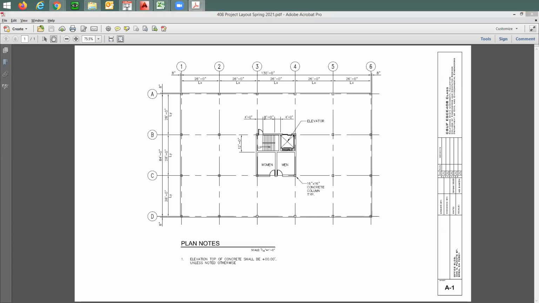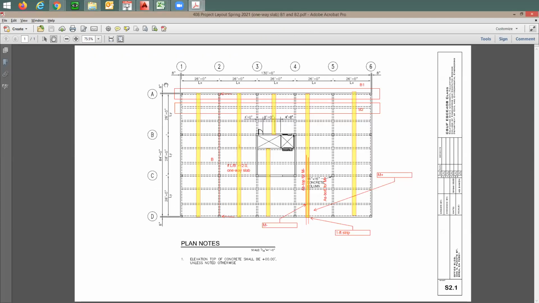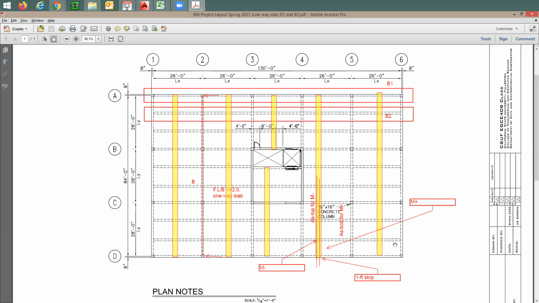Another plan here shows the beams and the slabs. So look what happened. This could be one strip of the slab. I highlighted this in yellow, so you know which slab you're going to be designing.